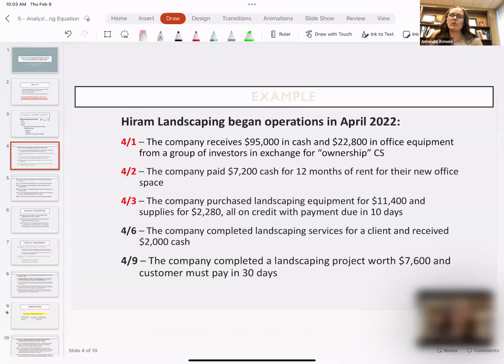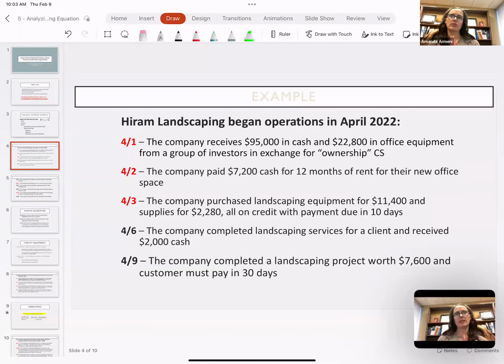So we're ready to move on to our next example here in our lesson. And we're just going to dive in and start walking through each of these individual transactions and analyzing them in accordance with our accounting equation. You'll remember from the previous lesson, right? We set this up so that we're going to ask ourselves three questions.